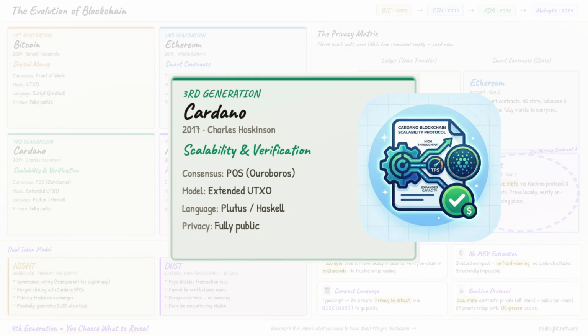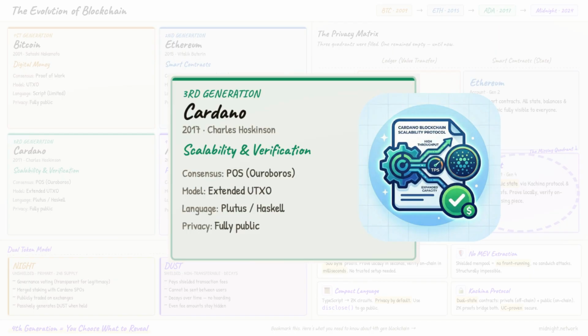The data model is what they call extended UTXO. It takes Bitcoin's UTXO model and extends it so you can attach metadata to each output. It's not the easiest thing to learn, but it's designed for correctness. Cardano's focus was scalability, building a blockchain that could actually handle millions of users and prove mathematically that the protocol is secure. What about privacy?